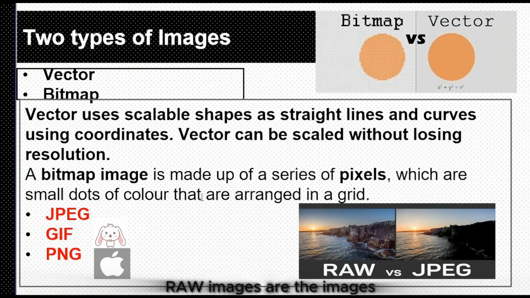RAW images are the images which you take with your camera, SLR or your iPhone. And the image which is stored on your SD card is a RAW image. As soon as you download that image, it becomes a JPEG, GIF, or a PNG. So only the RAW images can be enlarged to poster sizes. JPEG, once it's downloaded, if you take it to the printer, it will become pixelated. They will never enlarge it because it will become pixelated. So what is pixelation? I'll explain that in a second.